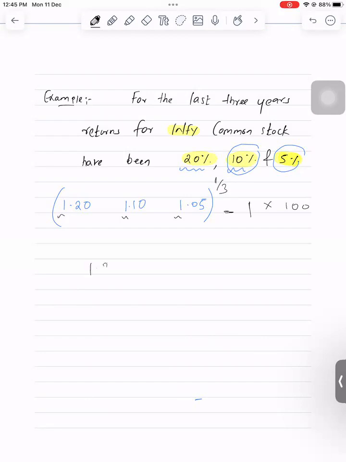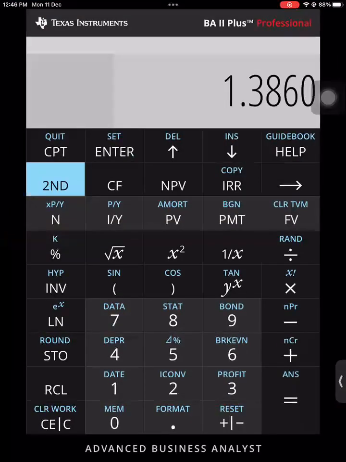So this was 1.3860. Cube root minus 1 into 100. So how to take the cube root? For 1.3860, can you see the y raised to x key, just above number 9? It is the to the power function. Press that key, bracket open, 1 divided by 3, bracket close. You will get the answer 1.1149.